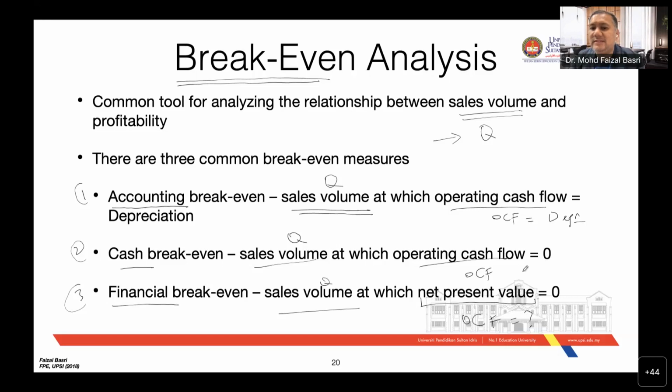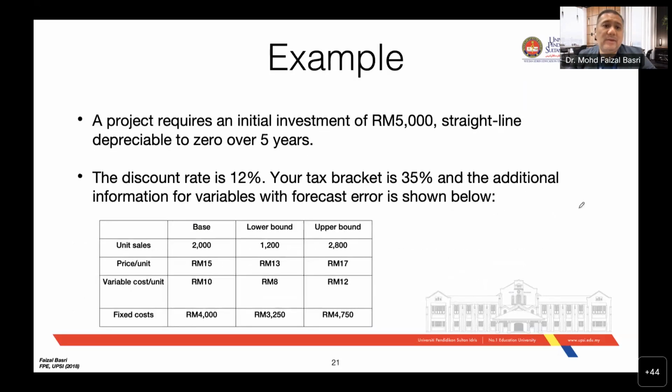So we need to do a reverse. There are two calculations involved. First, find the OCF based on NPV equals zero. Then we substitute the new OCF based on our calculation in the OCF formula to find the Q. So there are two steps involved for this, unlike the first and second, which are quite straightforward, where we just use the depreciation and zero. But for financial break even, we need to find the NPV first. But anyway, for this question, there's a different example.